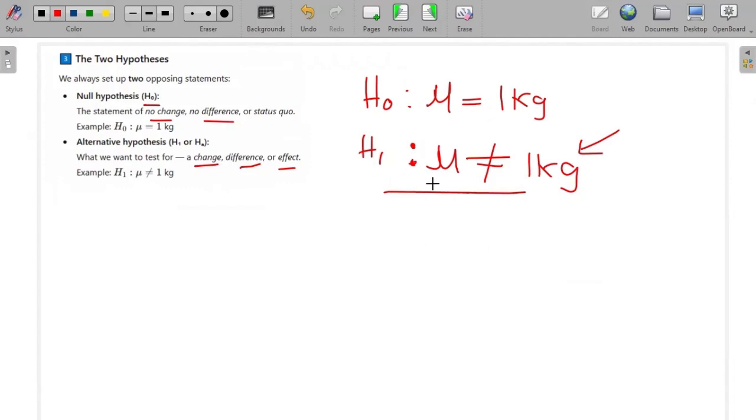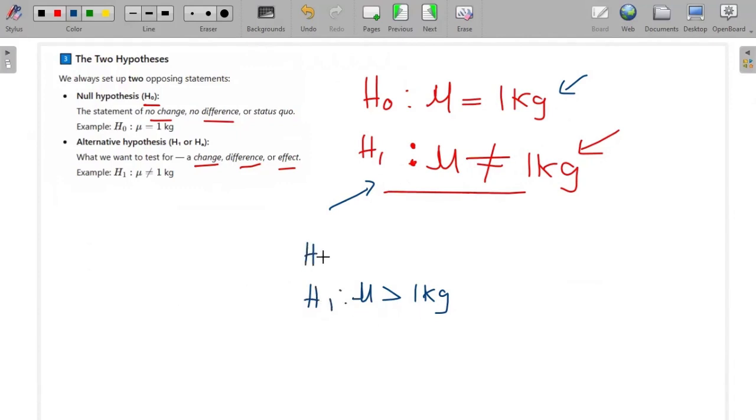The alternative hypothesis. What we notice here is that the null hypothesis should always have an equal sign in its statement, and the alternative hypothesis has no need for the equal sign. For example, if I'm testing whether my population mean is greater than 1 kg, because I cannot see an equal sign in this statement, I'm going to assign it to my alternative hypothesis.